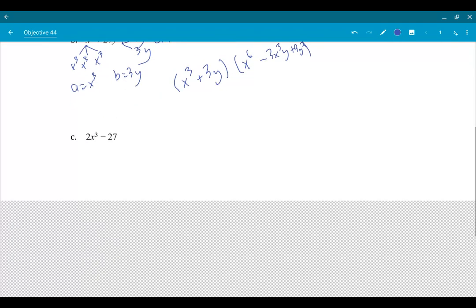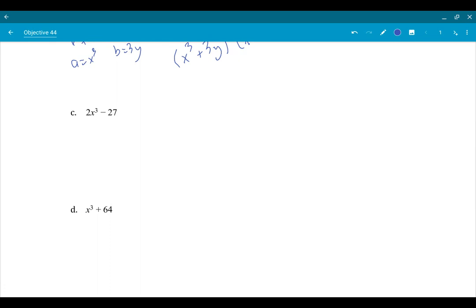What I'm going to have you do now is try both C and D. Remember to make sure to check to see if you can actually factor it or not first. So try C and D and then come back. For C, what you should have noticed is we have a 2x cubed here. So that is not a perfect cube because we can break down the x cubed, but not with the 2. So this one's actually just prime.